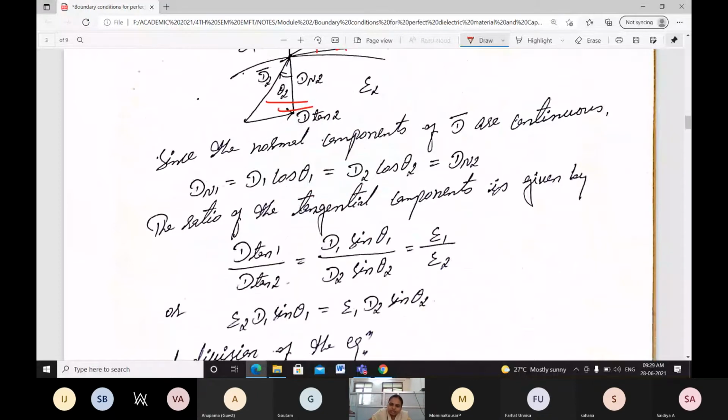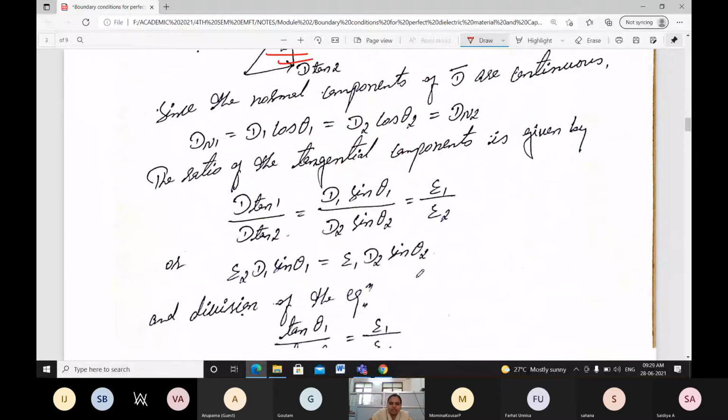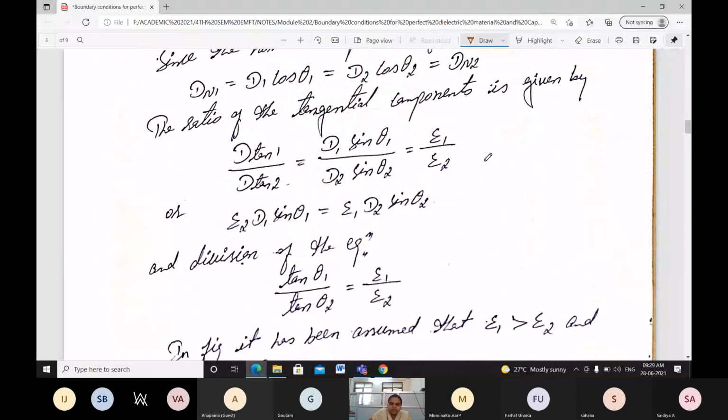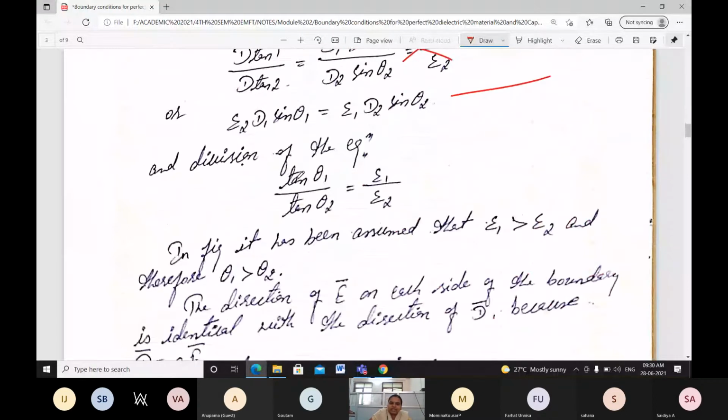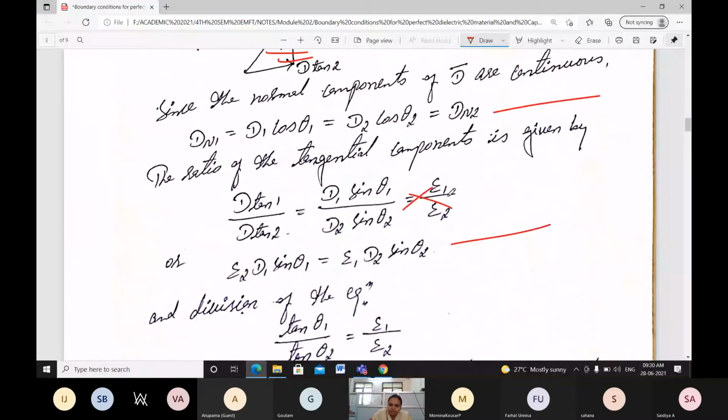Then the ratio of tangential components is Dtan1 divided by Dtan2, equal to D1 sin θ1 divided by D2 sin θ2, that is nothing but ε1 divided by ε2. Or else I can write the equation by cross multiplying: ε2 D1 sin θ1 is equal to ε1 D2 sin θ2. Then dividing this equation by the previous one, we get tan θ1 divided by tan θ2 equal to ε1 divided by ε2.